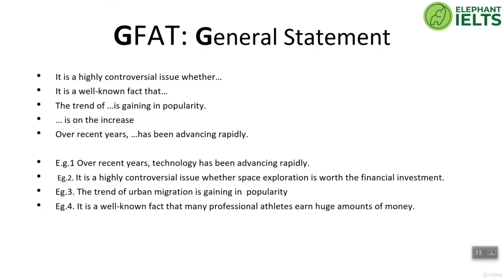Here are some suggestions for your general statement. In other words, for the first sentence of the introduction. You could begin, it's a highly controversial issue whether. It's a well-known fact that. The trend of whatever is gaining in popularity. Something, the topic you're talking about, is on the increase. Or over recent years, something has been advancing rapidly.